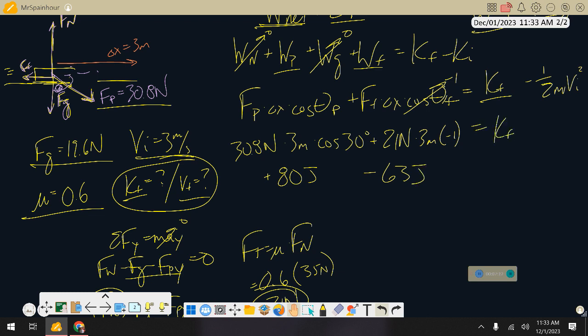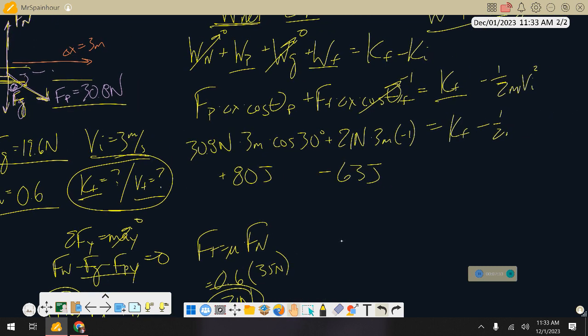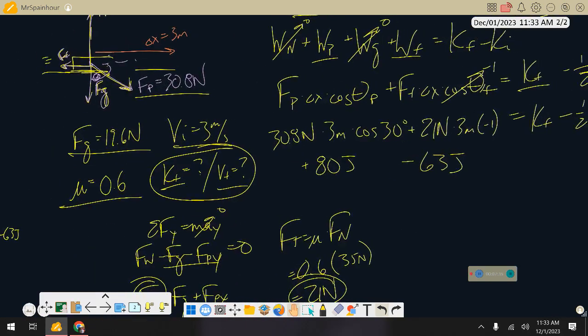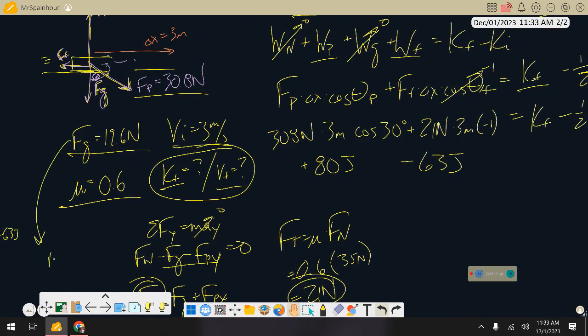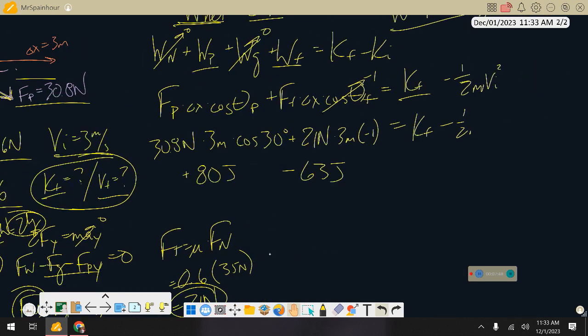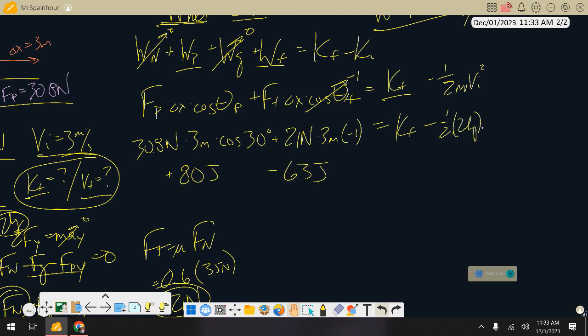And that's all equal to kF minus 1/2 mass Vi squared. Oops, sorry, we should actually plug numbers in here. I don't believe we have mass, but as always, we can go get mass. Mass is equal to force of gravity divided by g, which is 19.6 newtons divided by g, which is 2 kilograms. So times 2 kilograms times 3 meters per second squared. So this is equal to kF minus 9 joules.